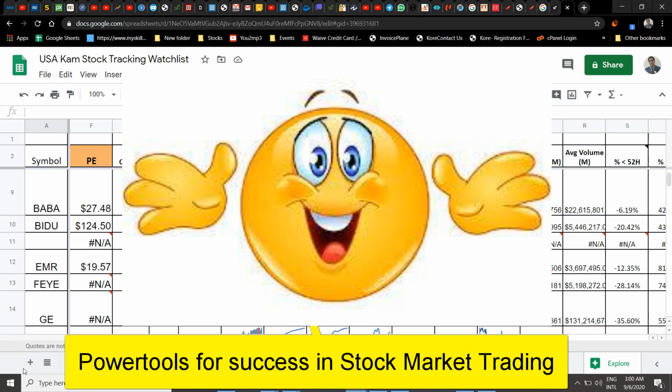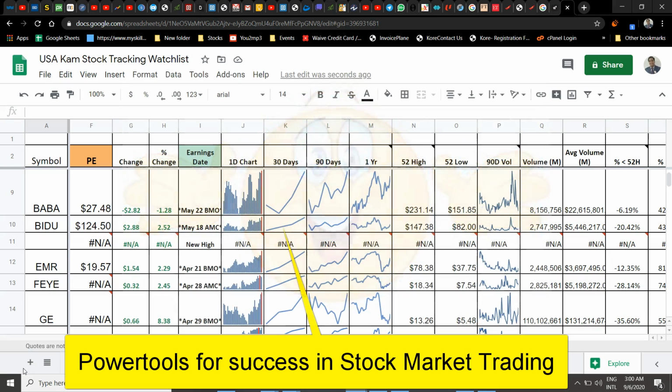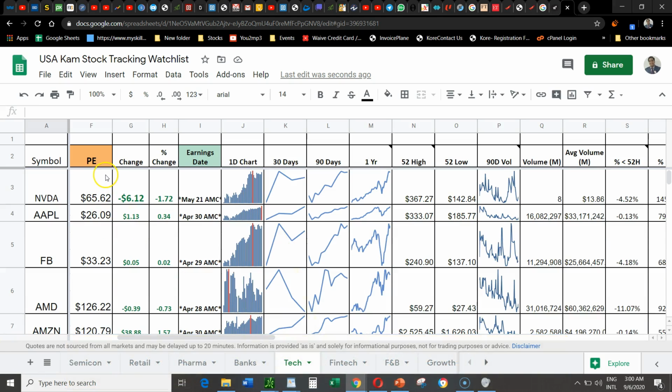Okay, so that's my dashboard. That's my stock market dashboard that I use on a daily basis, where you can see at one look what's going on with my positions, with my symbols, with my stocks, with my underlying, right? And this makes it very easy to make decisions.